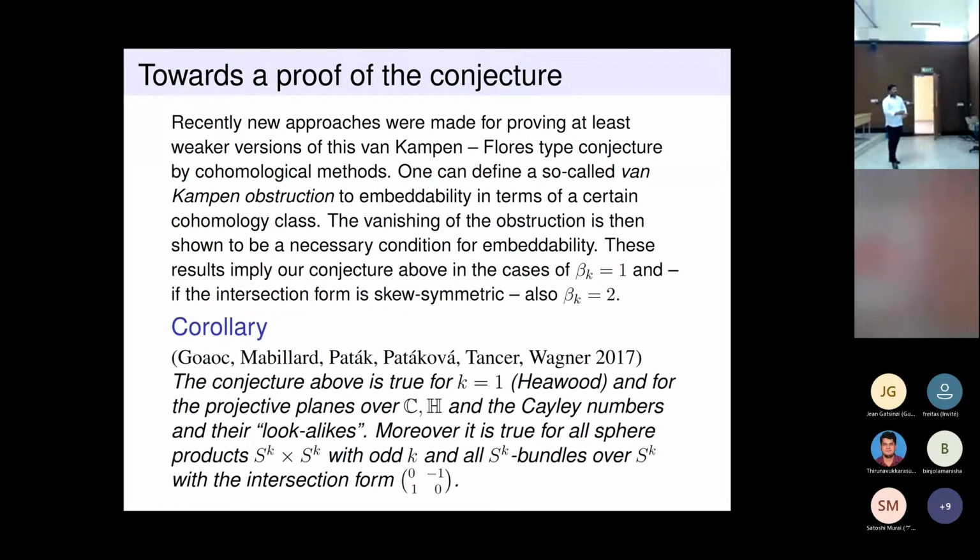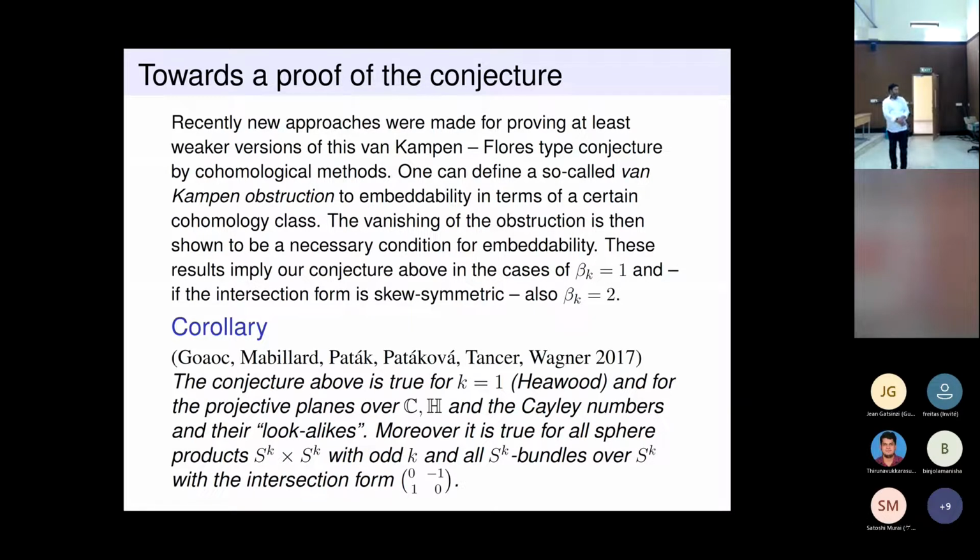Okay, so here are some approaches. Recently new approaches were made for proving at least some weaker versions of this Van Kampen-Flores type conjecture by cohomological methods. One can define a so-called Van Kampen obstruction to embeddability in terms of a certain cohomology class. The vanishing of the obstruction is then shown to be a necessary condition for embeddability. These results imply that those conjectured above are true in the case of beta_k equal to 1, and if the intersection form is Q-symmetric with beta_k equal to 2. And here is a corollary of that due to them.